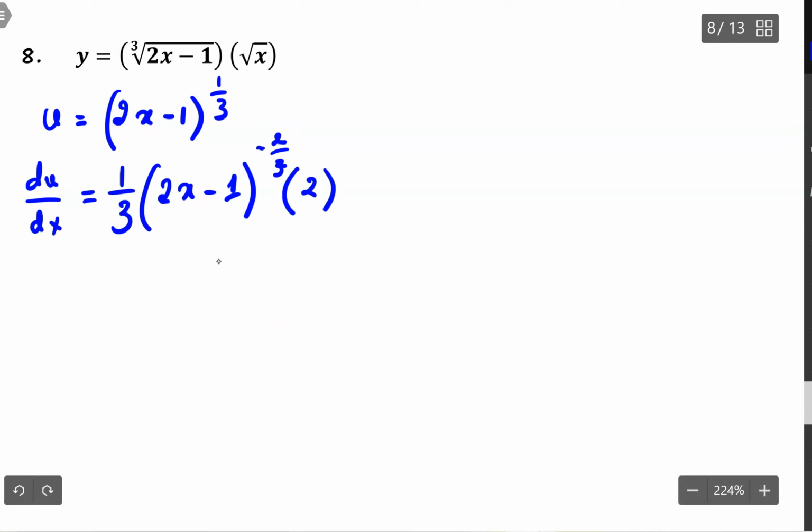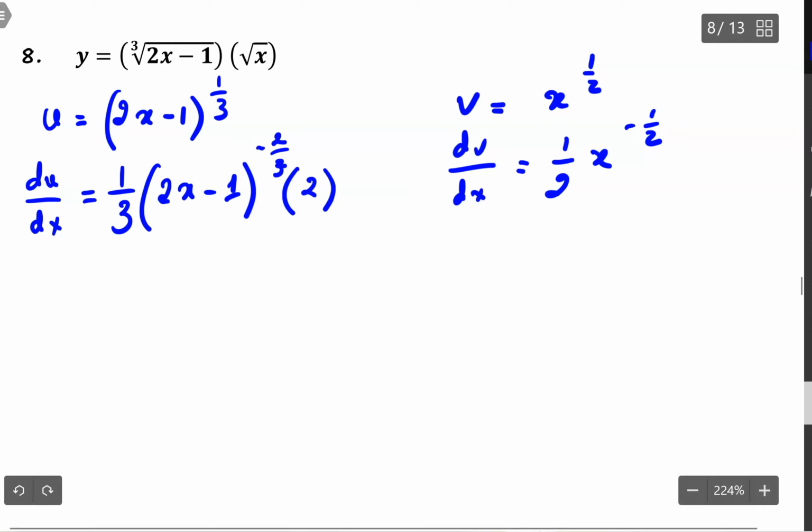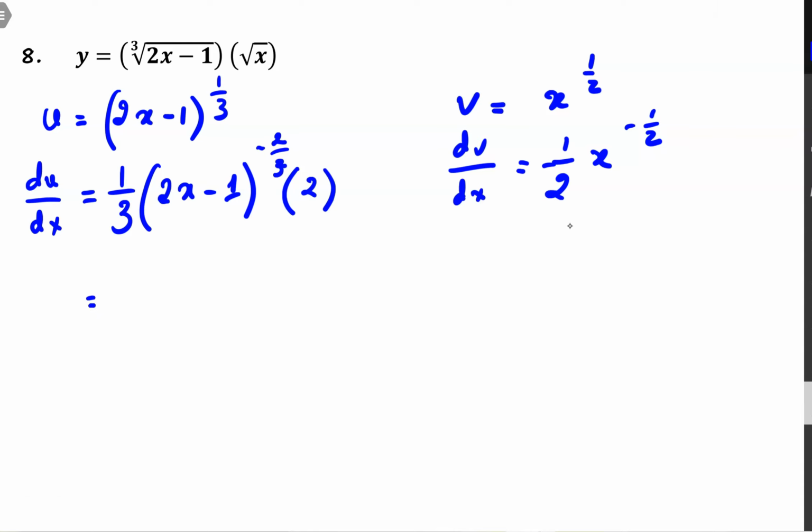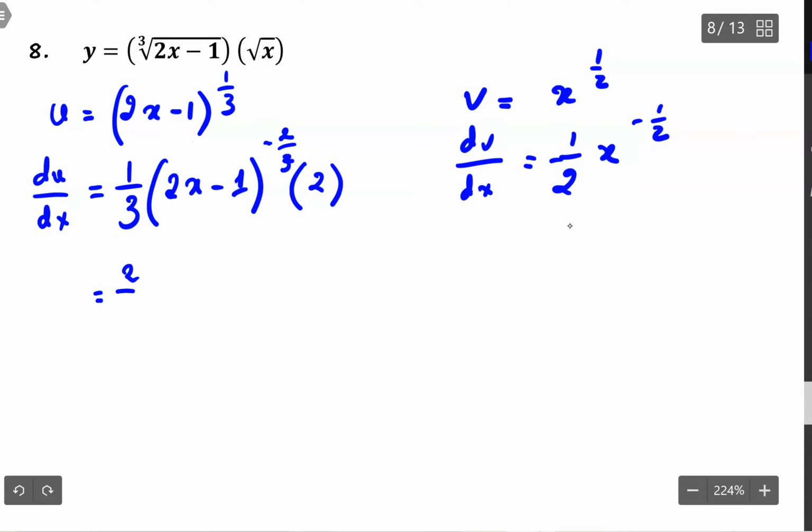Again, like I told everyone, I leave all of this factor for now, and then I start with v. So v will be x to the exponent 1/2. So dv over dx will be 1/2 times x to the negative 1/2, since 1/2 minus 1 is negative 1/2. Now I check 1/3, 2 and 1/2. They don't have any common factors among themselves, so you can go ahead and write this as 2 over 3 of 2x minus 1, all of it to the negative 2/3.